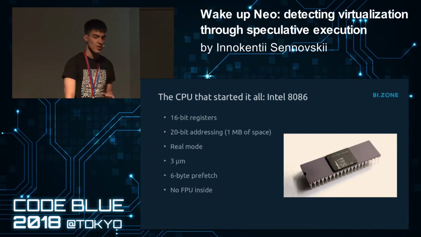But at that time they already had a 6-byte prefetch so that you could load the next instruction while the current one was executing. And there was even no FPU, or floating point unit, inside, so you had to buy a separate coprocessor just to operate on floating point numbers.